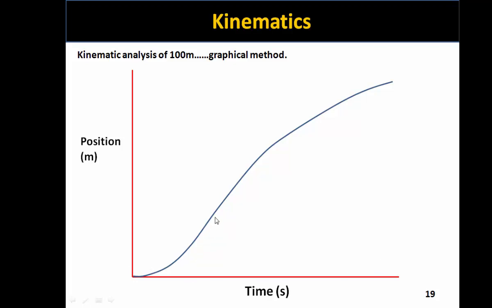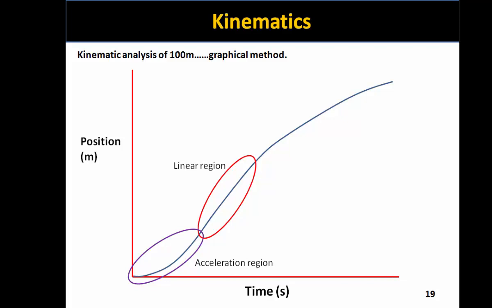And so this is just a hypothetical kinematic tracing of a 100-meter performance of one athlete. And so what we clearly see here for the 100-meter dash, at the very beginning, is this upward sloping region, what's called an acceleration region. We see a middle part, or approaching the middle part of the race, called the linear region.